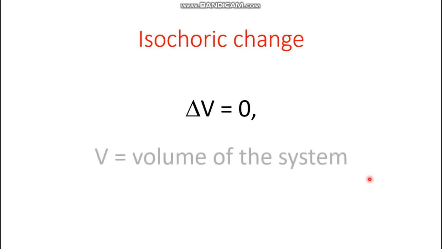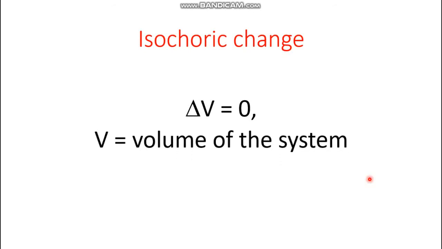Now, isochoric change or isochoric process. If V is the volume of a system, V1 is the initial volume of the system and V2 is the final volume of the system. Then what is the volume change, delta V? It is V2 minus V1. And if there is no change in volume, then V2 minus V1 remains 0. Then this process is an isochoric process and the change is an isochoric change.